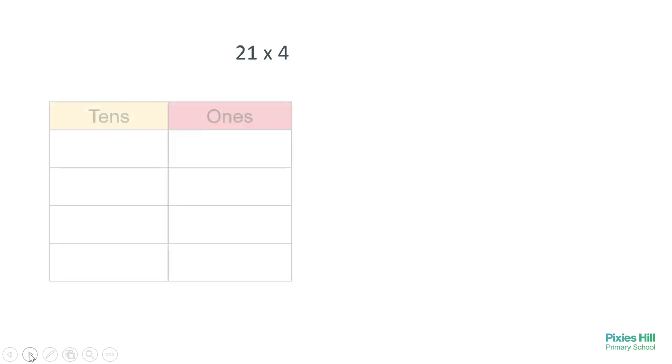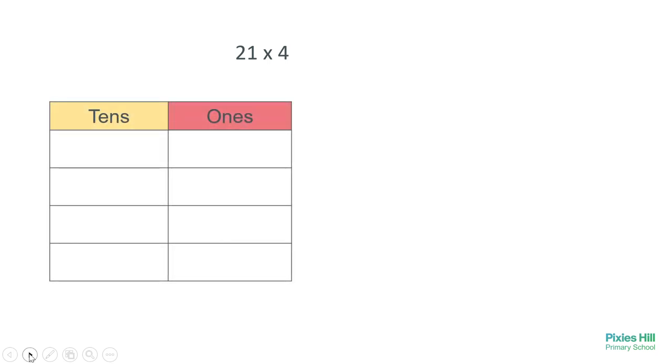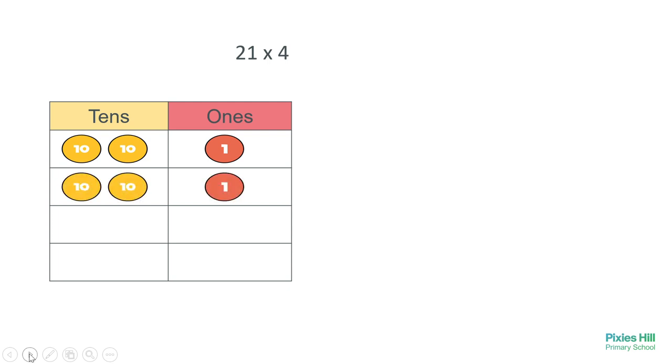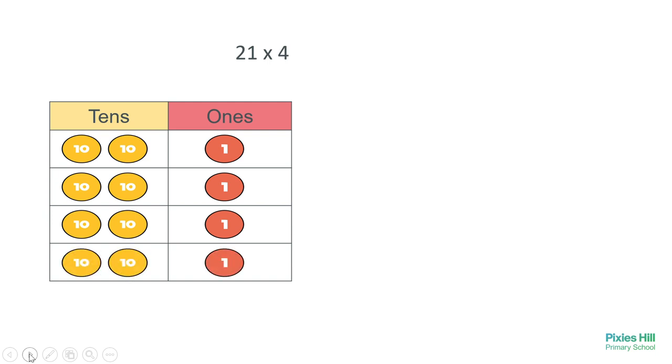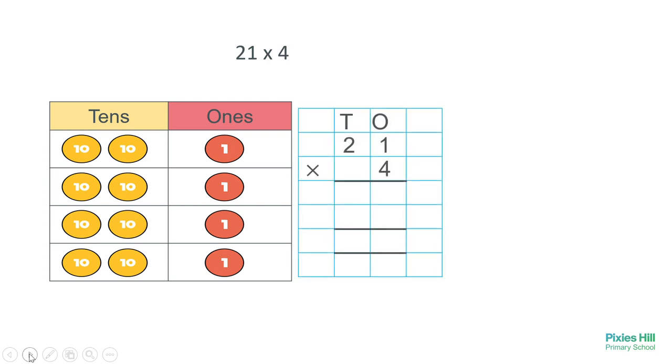So if we take the calculation 21 multiplied by 4, we can represent it visually first using place value counters. Here we can clearly see that 21 multiplied by 4 is the same as 4 lots of 21. Alongside this, we can also introduce children to the expanded written method.